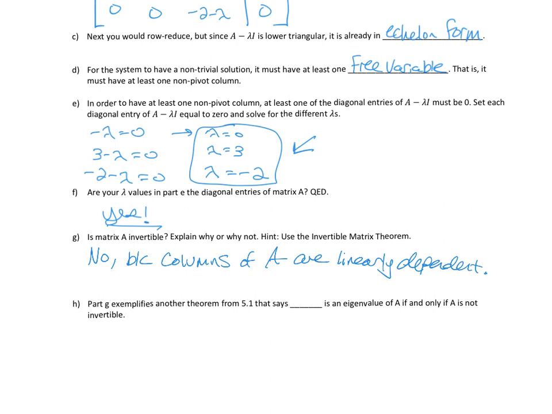So this exemplifies another theorem from 5.1. It says that 0 is an eigenvalue if and only if A is not invertible. So we had an eigenvalue of 0. We can add this to the invertible matrix theorem. If you get an eigenvalue of 0, that tells you A is not invertible.